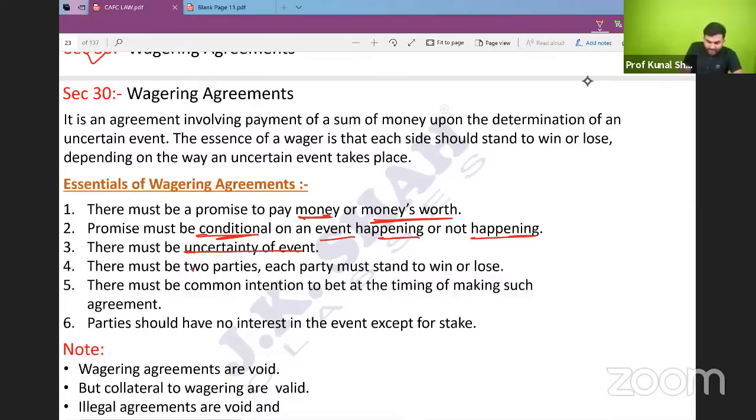There must be two parties. Yes, there are two parties, wherein each party must tend to win or lose. Either I will win or you will win. Either I will lose or you will lose. The common interest is having an intention to bet. There is a betting transaction. Over here, the party should have no interest in the event except for the stake. Whatever is the money being involved, that is the only interest we're having. Nothing else is the interest over here.